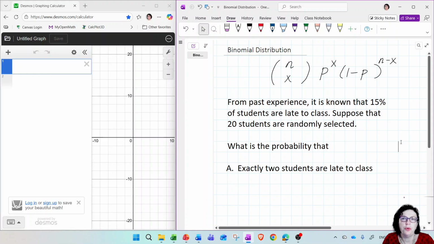If you are getting ready for AP Statistics or you are just studying statistics at school, I will show you how to use the binomial formula, and I'm also going to show you how to check your work using Desmos.